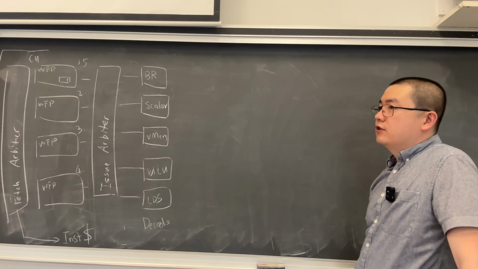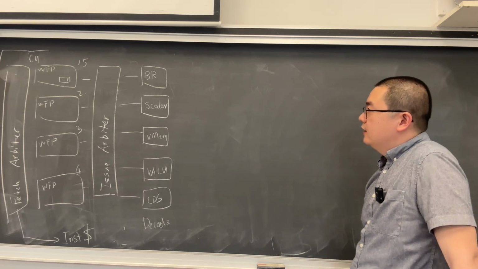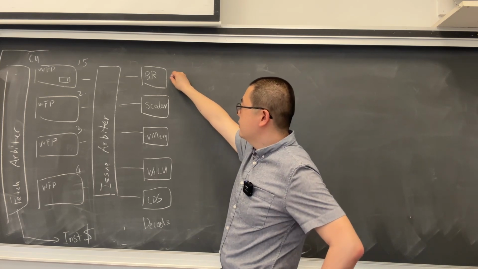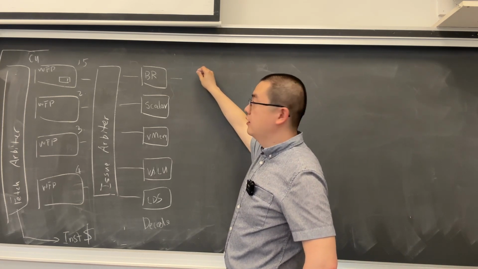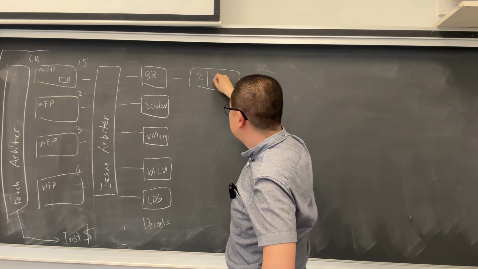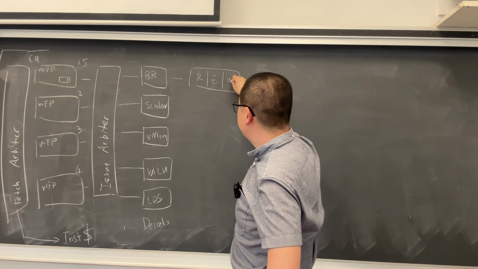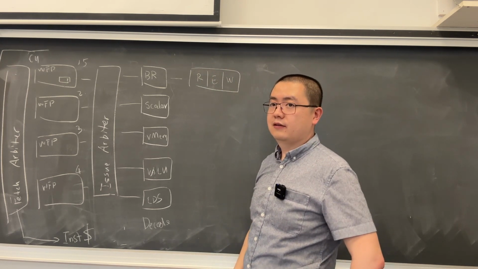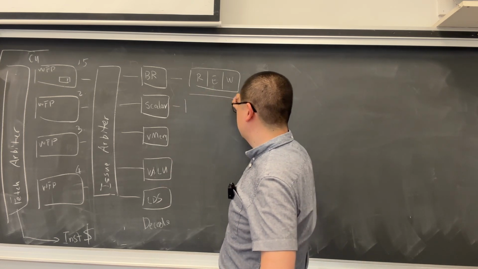Okay, so starting from this point, the branch unit is rather easy. So you can consider there's a read, execute, and write back pipeline. Okay, for scalar it is also similar.